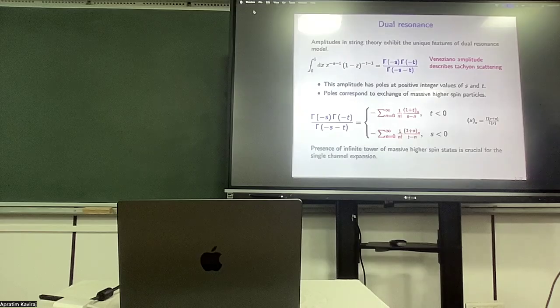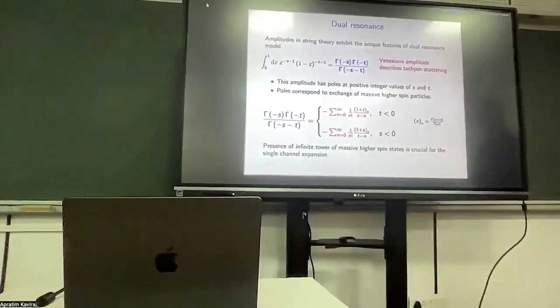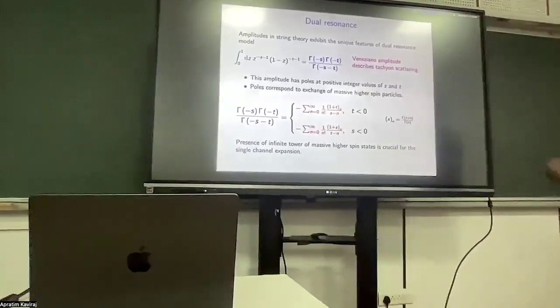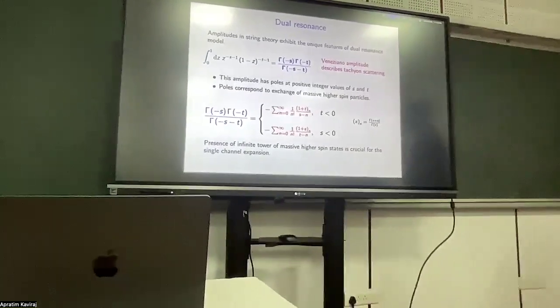And because of the presence of this infinite number of poles, this amplitude can be expressible as a sum over poles either in the S channel, or a sum over poles in the T channel. Of course, the domains of convergence are different. The former one is for negative values of T, and the latter, the T channel expansion, is for negative values of S. And this symbol is what is called a Pochhammer symbol, which is given as a ratio of gamma functions.